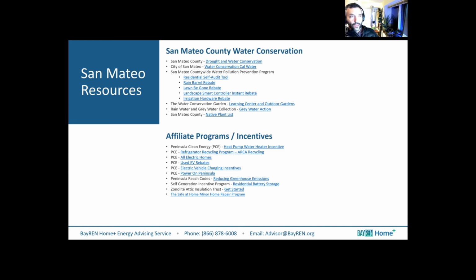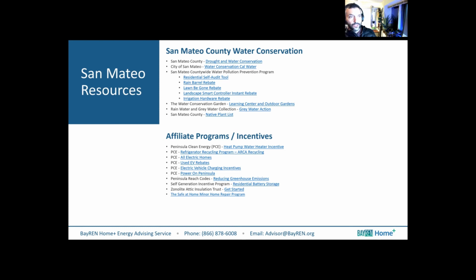Let's see here. Rainwater and Gray Water Collection is an awesome website, a nonprofit with lots and lots of education. As far as xeriscaping goes, I've had a hard time finding resources. Sonoma, Marin, and Solano are really good about it. But San Mateo is more temperate, so it's more versatile. But that is a native plant list that's more drought tolerant. In affiliate programs and incentives, Peninsula Clean Energy has a lot of opportunities. Definitely worth reaching out to them.